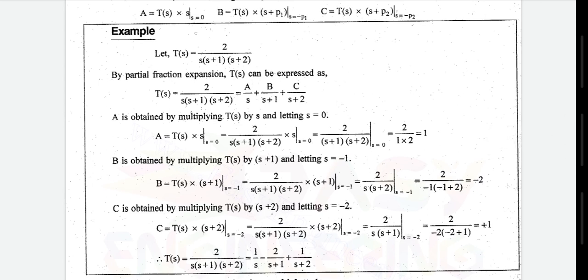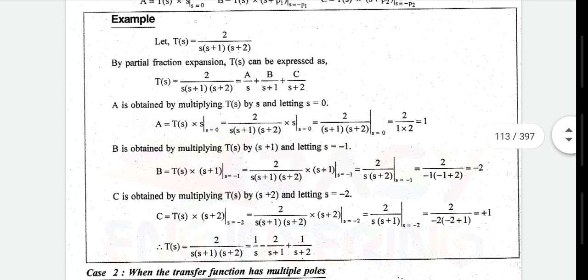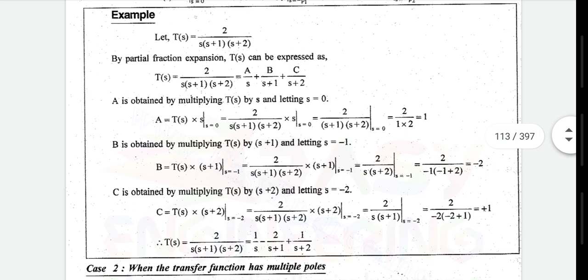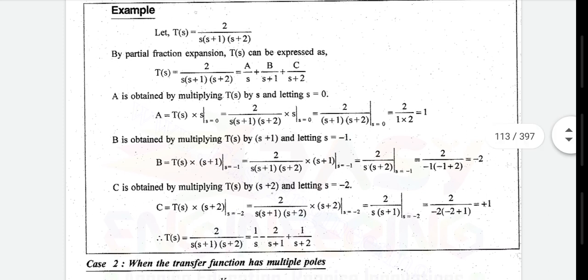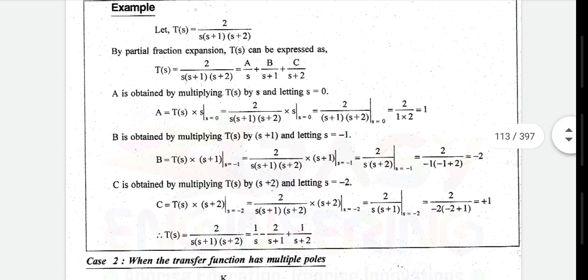By partial fraction expansion, T of s can be expressed as T of s is equal to 2 by s into s plus 1 into s plus 2, that is equal to, you can write it as, a by s plus b by s plus 1 plus c by s plus 2. Now you have to find the residue values of a, b and c. How can you calculate the a value?